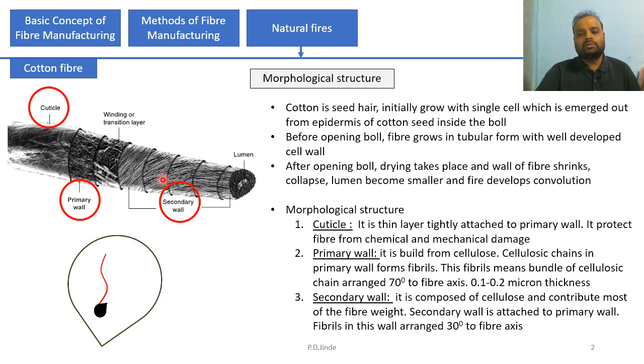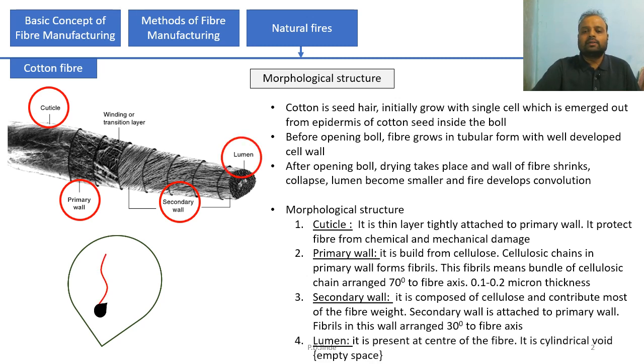Once we understood the secondary wall, let's talk about the lumen, which is the last part, or you can say the last structure. The lumen is present exactly at the center of the fiber. It is a cylindrical void, that is, empty space. You can now see this is the middle part, and that middle part is completely void, empty, nothing inside it. The whole fiber has a hollow portion at the center, right? And that central hollow portion is called the lumen.